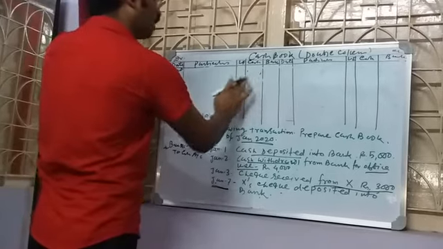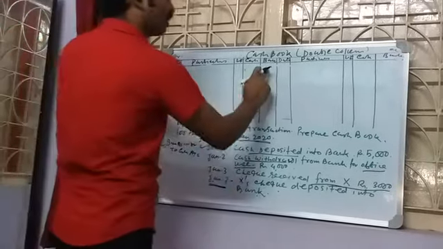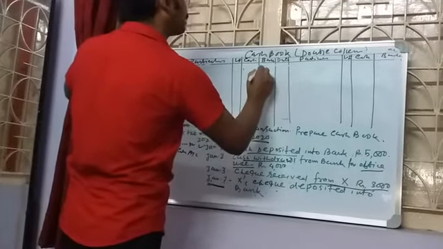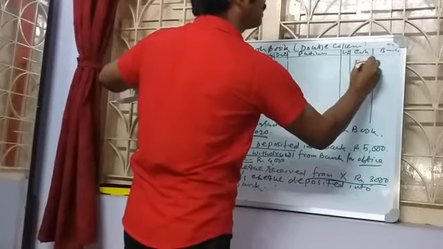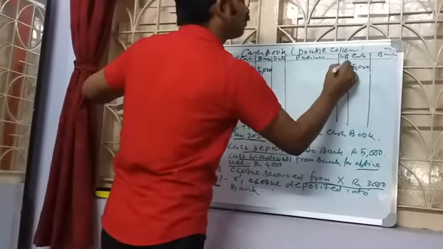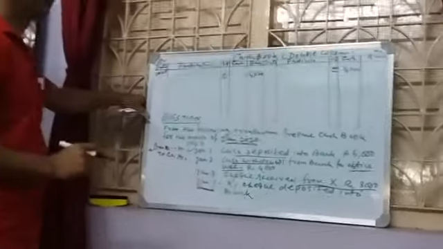Sorry. When I am depositing cash in the bank, it means bank account debit to cash account credit. So bank account debit how much? 5000, and cash account is credit 5000. At first you put the money, then you go for the contra entry in the ledger folio column.